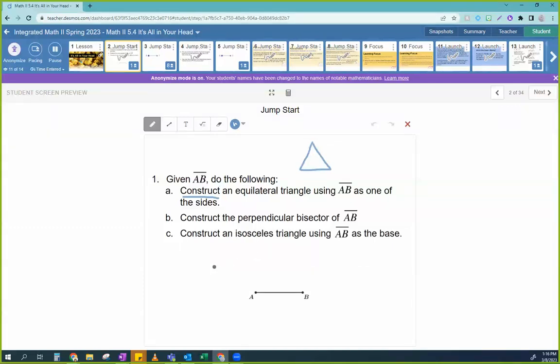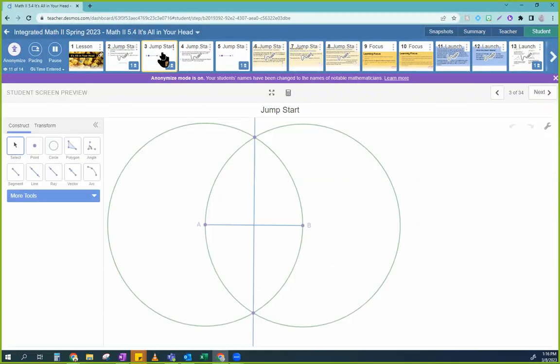All right, so another construction that we're going to work on is constructing an isosceles triangle. No, don't erase it. So I'm actually going to build it off of our previous construction, which was a perpendicular bisector. If you need to remember that, I'm just going to go over it really quick.